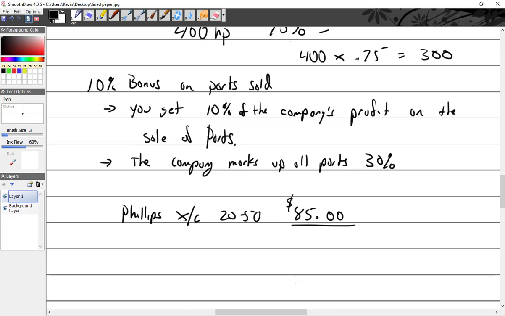I'm hearing what, $8.50? No. You get 10% of the company's profit on the sale of parts. The company marks up all parts 30%. So the first thing you have to do, I'm hearing stuff like, oh, it's $8.50. So they paid $85, right? Nah, you're making money off of what the company made. First of all, what did you sell to the customer for? Okay, so then that means the company's really only making 20% because you're taking 10%. It does not work that way, okay?